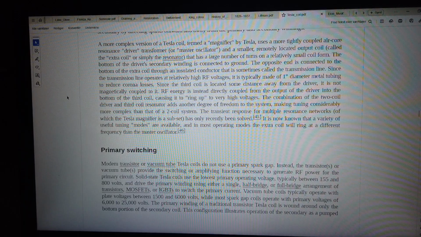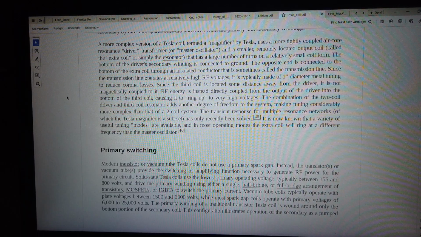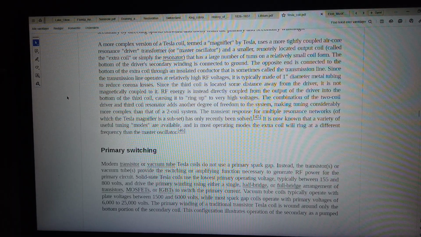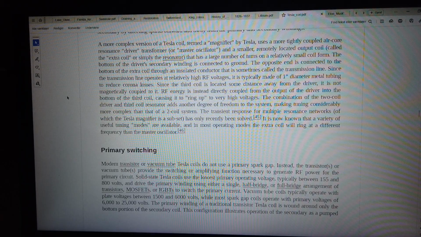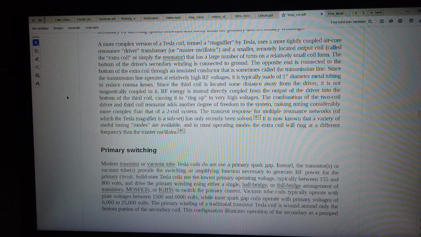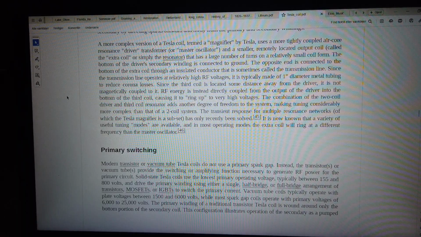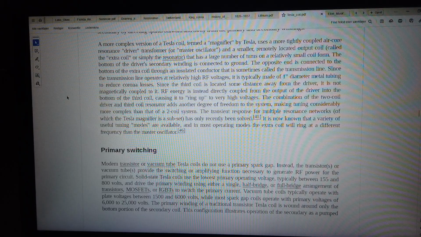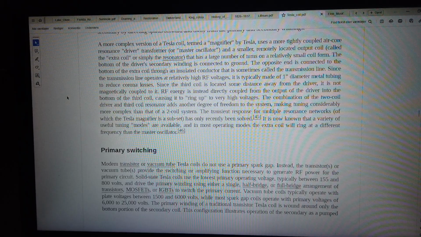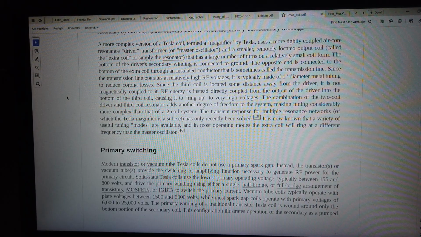the primary winding using either a single, half-bridge, or full-bridge arrangement of transistors, MOSFETs, or IGBTs to switch the primary current. Vacuum tube coils typically operate with plate voltages between 1500 and 6000 volts, while most spark gap coils operate with primary voltages of 6,000 to 25,000 volts.